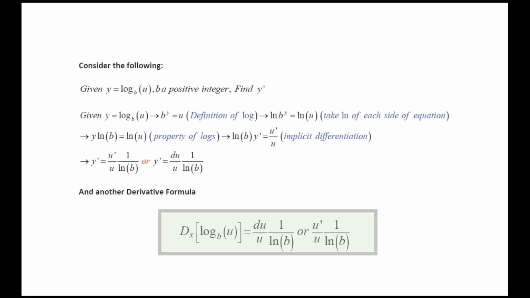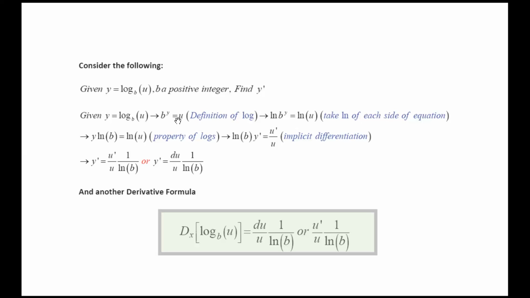And how do you find the derivative of a log with some other base than base e? In other words, we know how to find the derivative of ln of u, but what if you have some other base, i.e. the common log, base 10? What are you going to do? So let's see if we can come up with an answer. Start here with y equals log base b of u. This means, by definition of log, that b to the y power is u, okay? That's just from the definition of the log. This is our base. This is our exponent. So b to the y power is u.